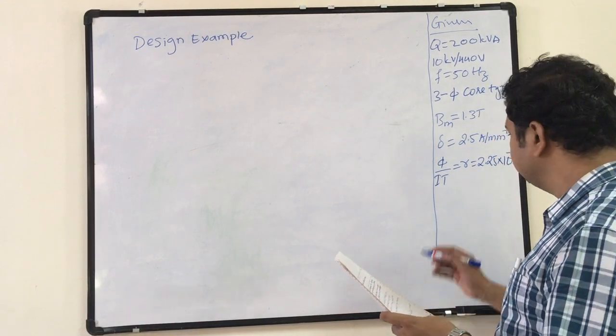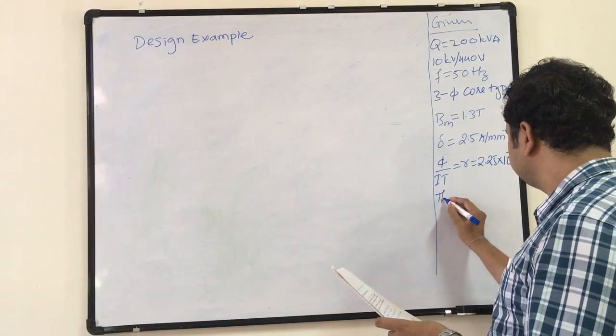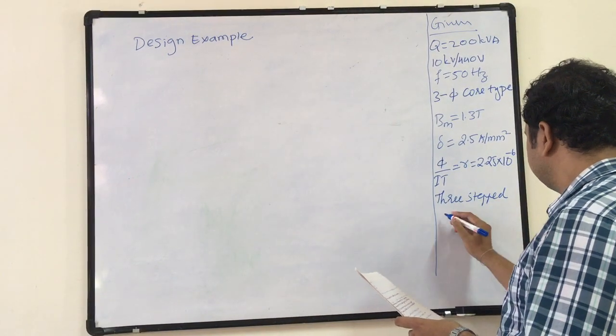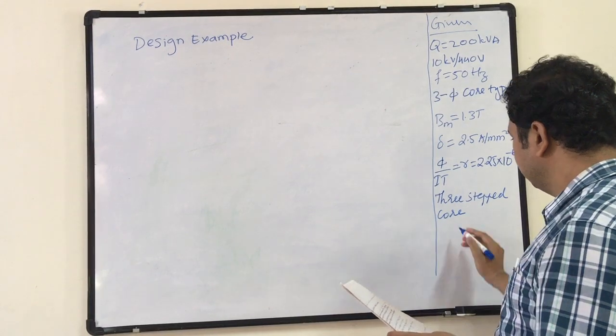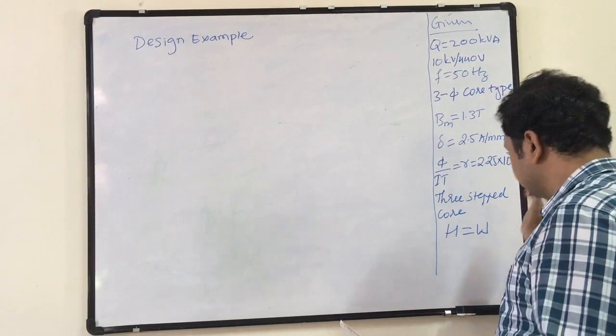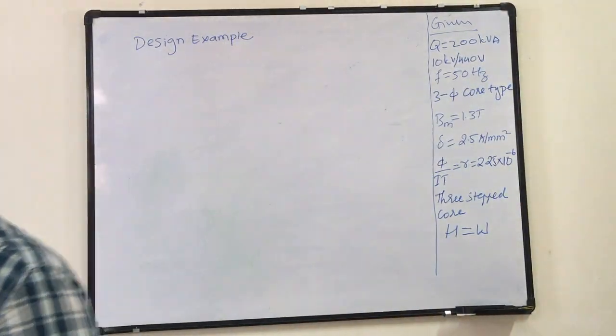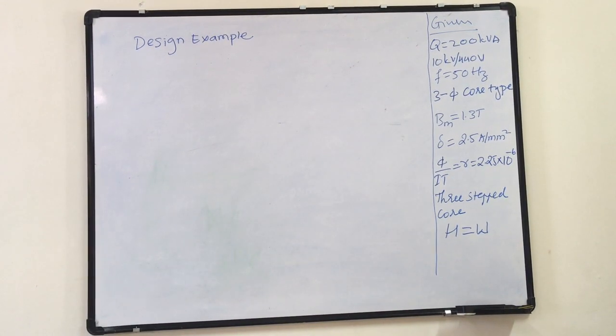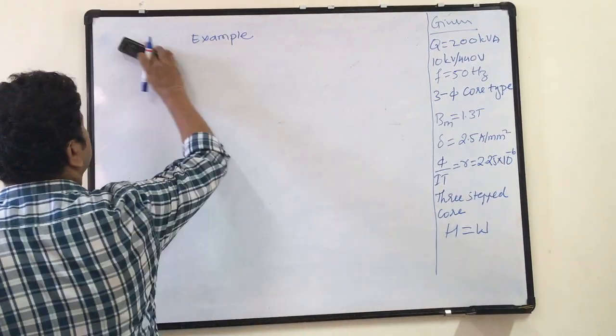So I should be using three-stepped core such that overall height is equal to overall width. So with this condition I should be getting the design. Okay, so these are the given things. We will move into the design.